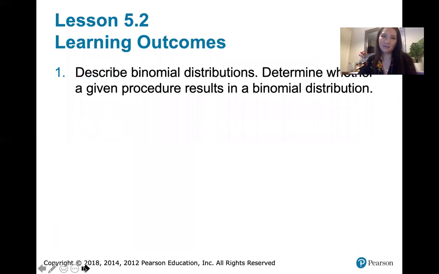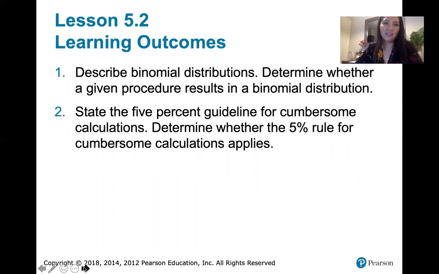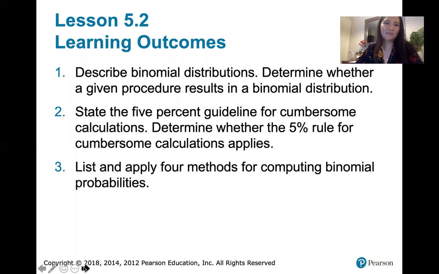So here are our learning outcomes. First, we will want to learn what a binomial probability distribution is. And then we want to determine whether a given procedure results in a binomial distribution. Then we want to state that 5% guideline for cumbersome calculations. We actually saw that in a previous section as well. And then we want to determine whether the 5% rule applies. Then we will want to list 4 methods for computing probabilities coming from binomial distributions. And then we want to apply those methods for computing the probabilities.